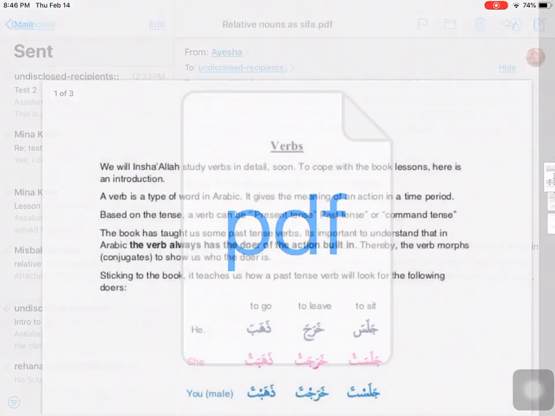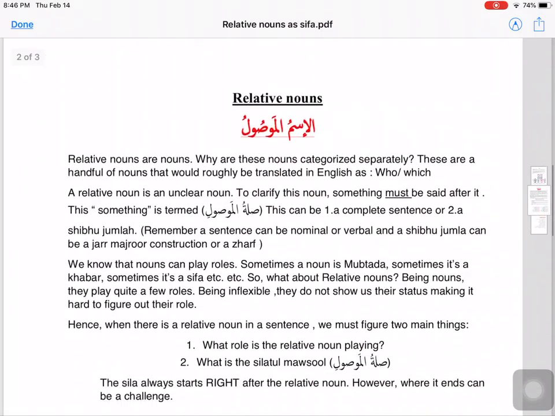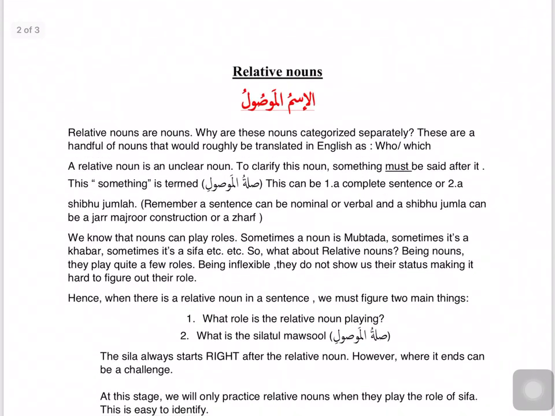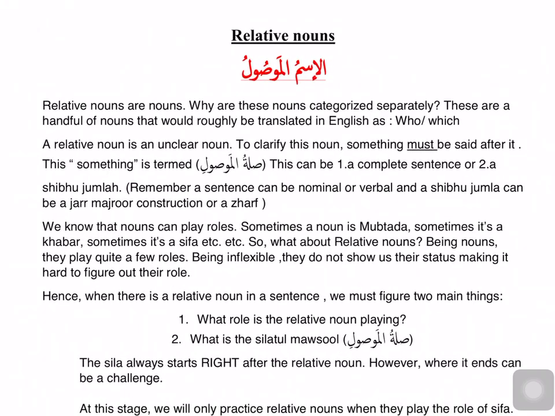And then the next thing that the book has introduced, which in grammar I don't want to tackle till a later time. But because the book keeps bringing it up, I have to address it, inshallah. Inshallah, we will work with it. So the thing is relative pronouns. Ismul Mawsul. Relative nouns are basically nouns. They're categorized separately because there are a handful of nouns, I think 6 to 8, that give the meaning in English of who or which.